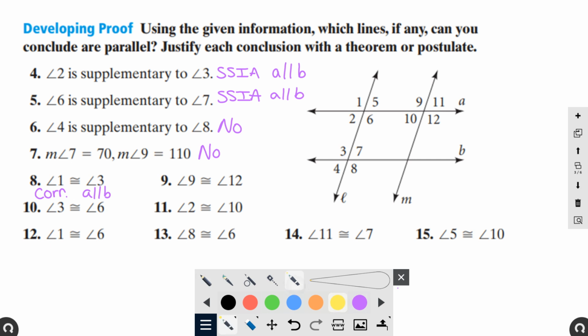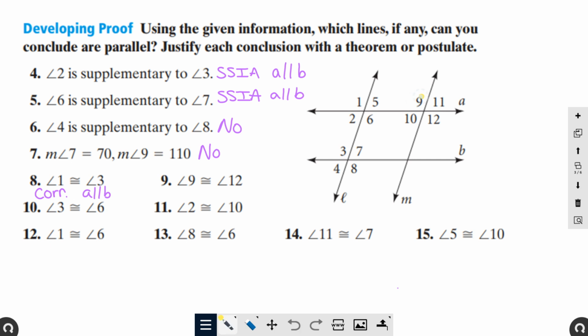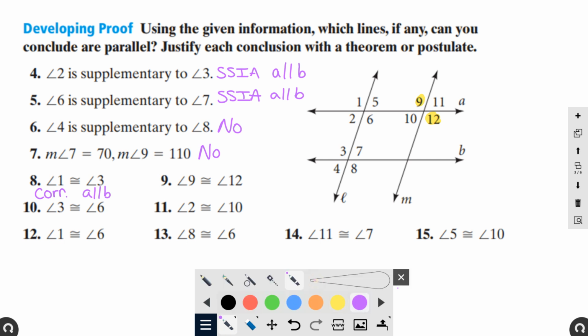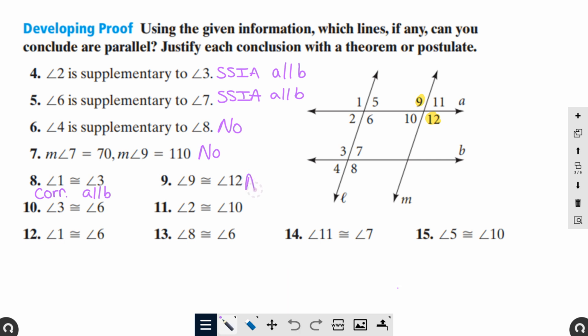All right, question 9 is talking about angles 9 and 12. Well, what type of angles are 9 and 12? Vertical. Does vertical prove lines are parallel? So what do I say here? None or nope. Or just no. Either way.